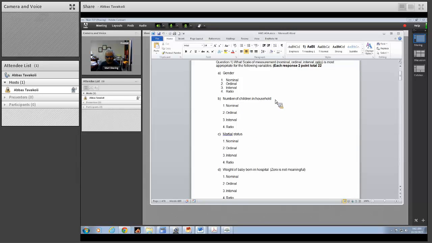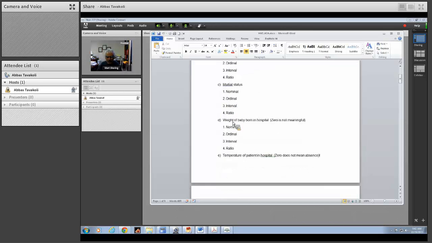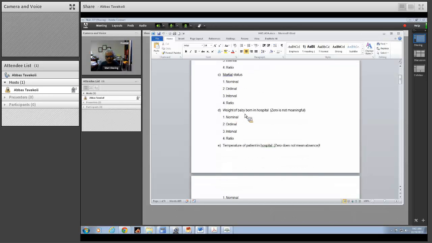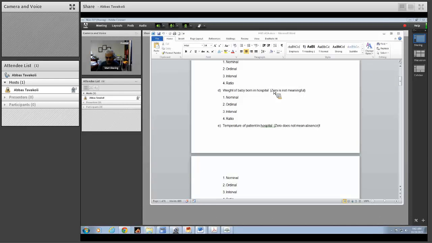So the gender, and I ask number of children in a household. Again, the number of children, you can have 0, 1, 2, 3. So you have to determine which one it is. Marital status. Here, weight of baby born in hospital. Again, be careful. 0 is not meaningful here. Maybe some of the books referred to the type of variable for weight, but when 0 is not meaningful, you have to decide which variable you're going to select here. Again, I'm emphasizing whether 0 is meaningful or not.